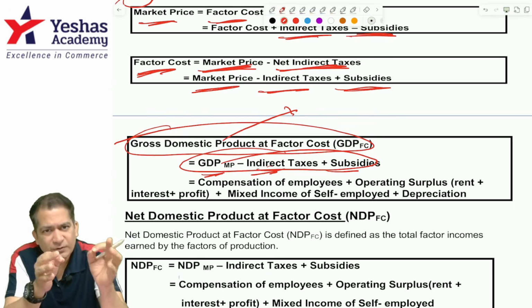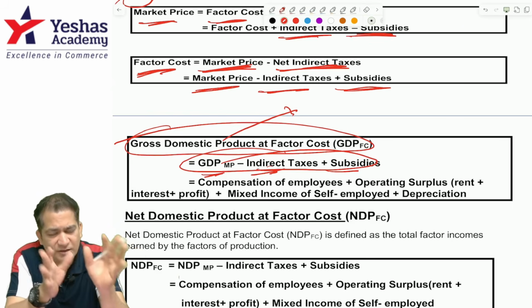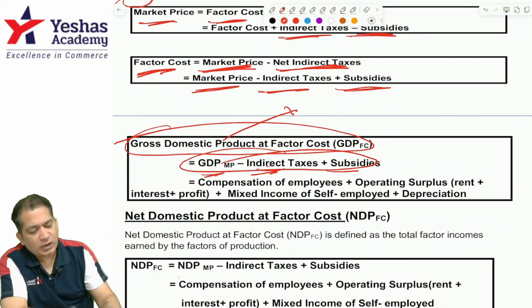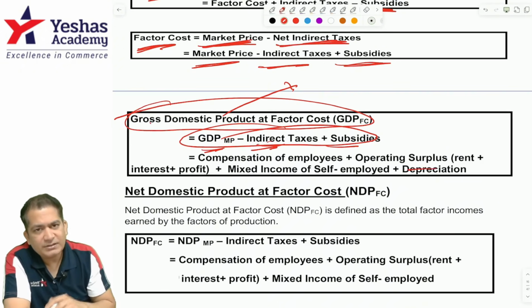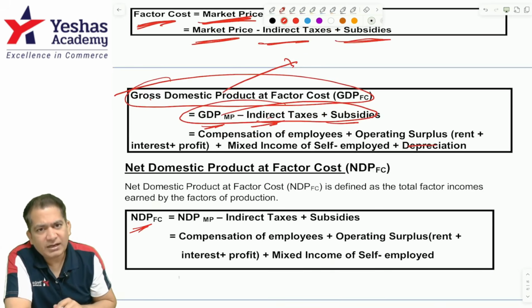So when we have to broadly include all the intermediate consumption that we used for value addition, that will come down to compensation of employees plus operating surplus, that is rent, interest plus profit, easy way to remember, RIP, rest in peace, plus mixed income of self-employed. All right. And since you are calculating gross, you have to add depreciation. If we are calculating net, then you don't have to add depreciation.